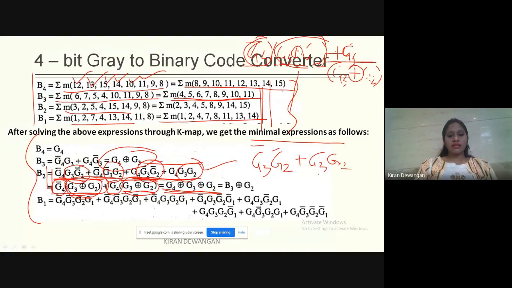Just try solving this one. I'll send this slide today. Try it today: design the gray to binary code converter yourself. Without looking into the slide, just try it yourself. This will be your homework.